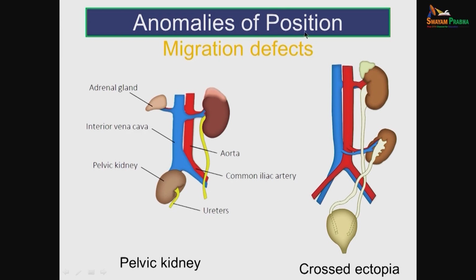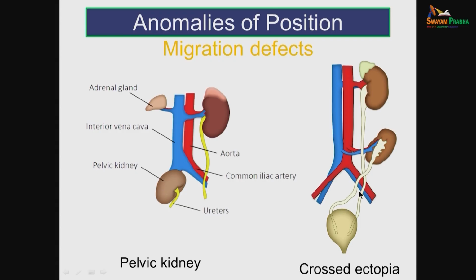Next, coming to the anomalies of position of the kidney, they are called migration defects. One is the pelvic kidney. I already mentioned that kidneys develop in the pelvic region and ascend to the lumbar region. If a kidney doesn't ascend, it lies in the pelvis. You can see that the right kidney is in the pelvis, whereas the left kidney has ascended normally to its lumbar position. If it lies in the pelvis, then it is called pelvic kidney. It lies near the common iliac arteries.